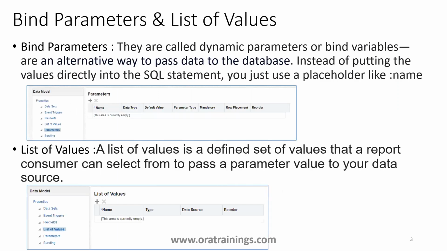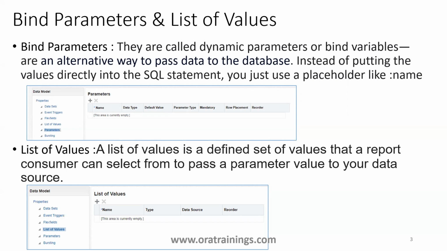So what is a bind parameter? It's nothing but a variable, and the value of that variable is passed at runtime by the user. That's a bind parameter. Generally, different languages have different approaches, and in Oracle Fusion BI report, if you want to place any bind parameter, that parameter has to be prefixed with a colon.